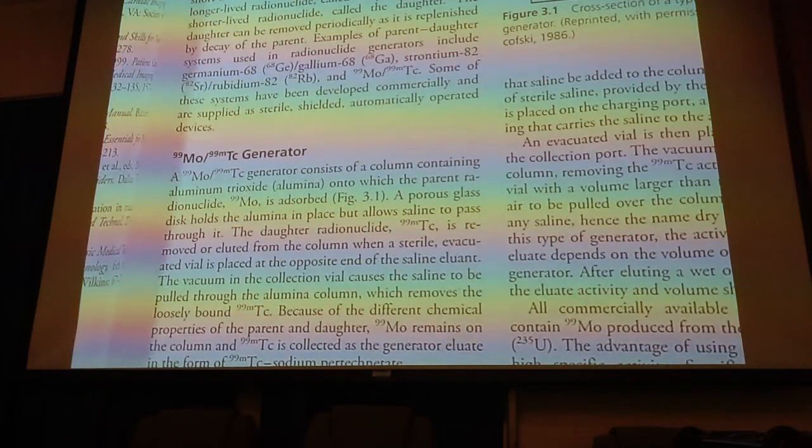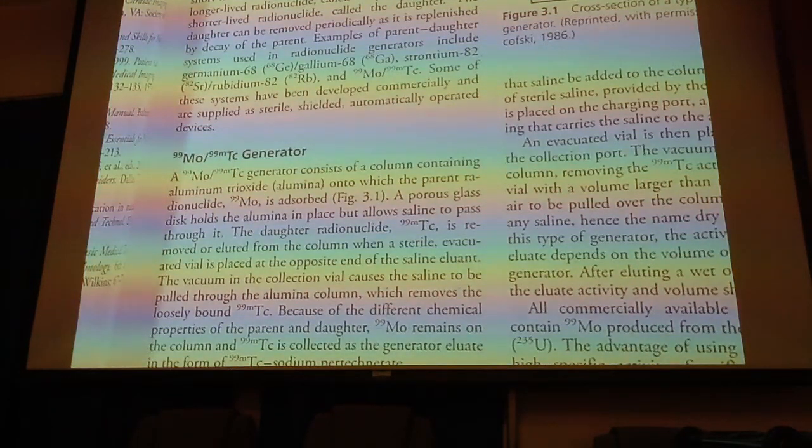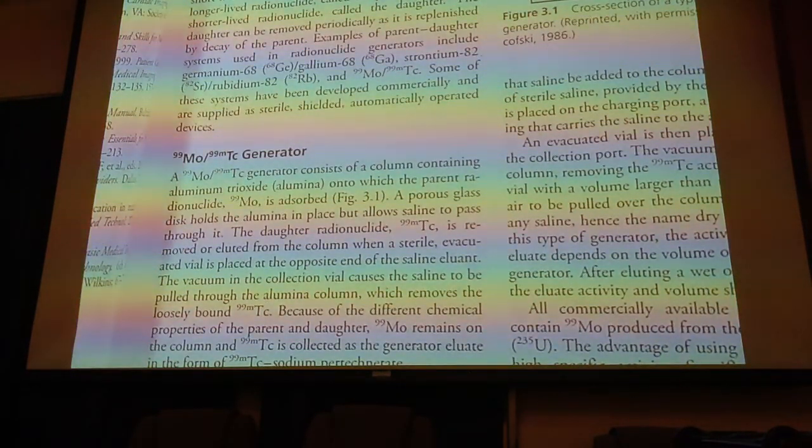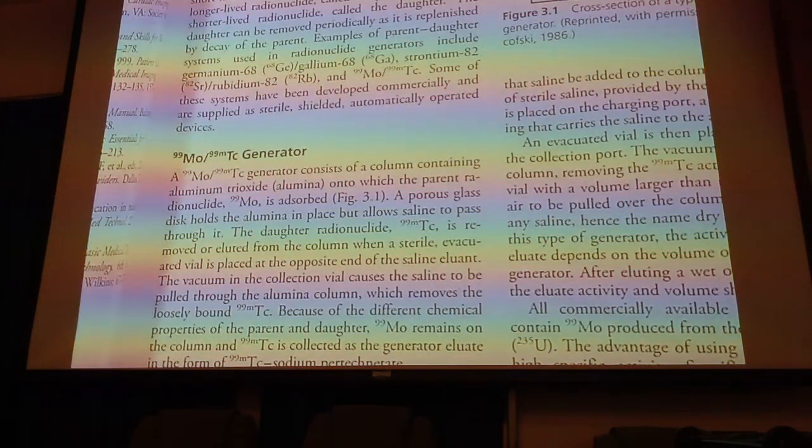Oxygen? No. It's accelerated. And the germanium? No. Germanium, isn't it? What kind of generator? Rubidium? I don't know how to say it right. Yeah, you're right, you're correct. Okay, it's the rubidium generator. So it's the strontium-82 rubidium generator. Okay?